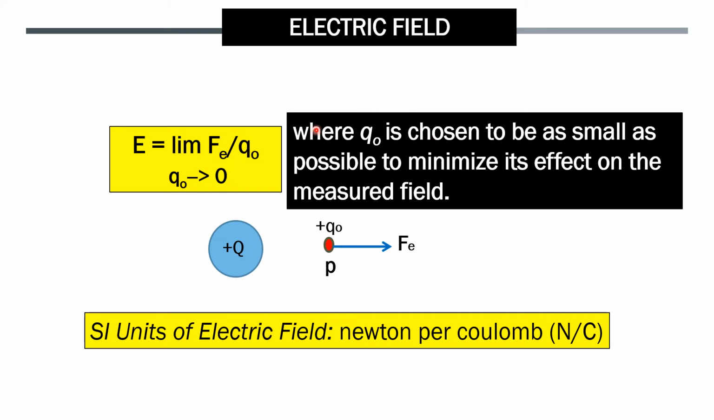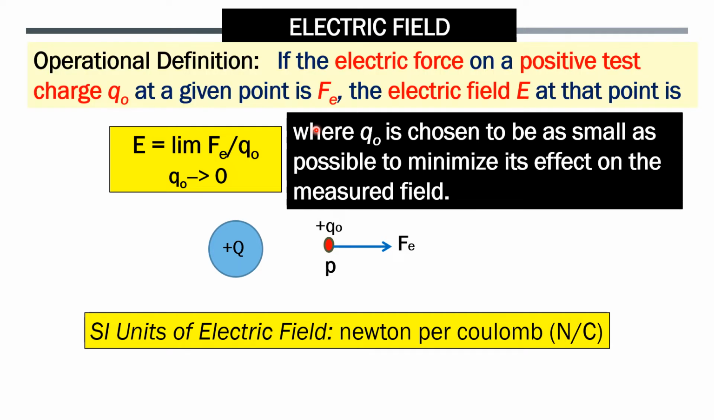Another way of defining electric field is by using what they call the operational definition. If the electric force on a positive test charge Q naught at a given point is represented by F sub E, or electrostatic force Fe, then the electric field E at that point is defined by this equation: E is equal to the limit of Fe divided by Q naught, as Q naught approaches 0.